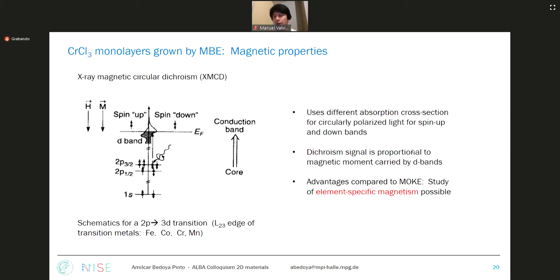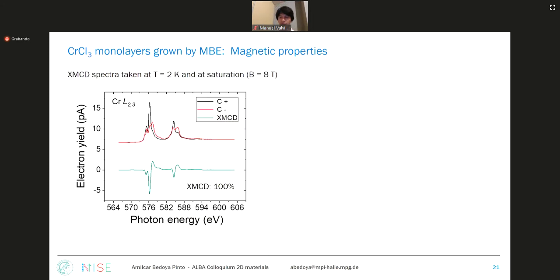And the advantage compared to other techniques like MOKE, which is also widely used for these van der Waals magnets, is that you can study element-specific magnetism. So you can go directly to the chromium or the chlorine edge and see how the magnetic moment evolves. So that was also interesting for us to get to know. So now we get to the experimental results of XMCD.